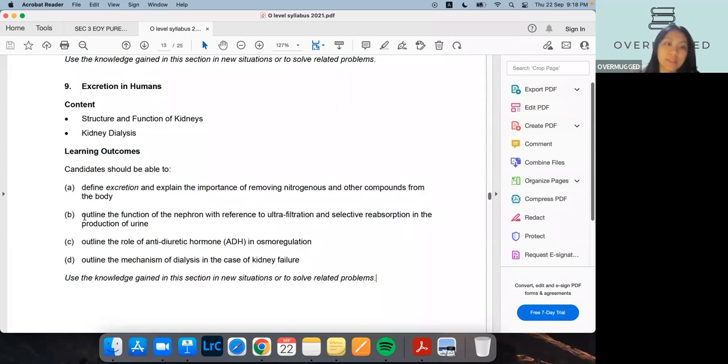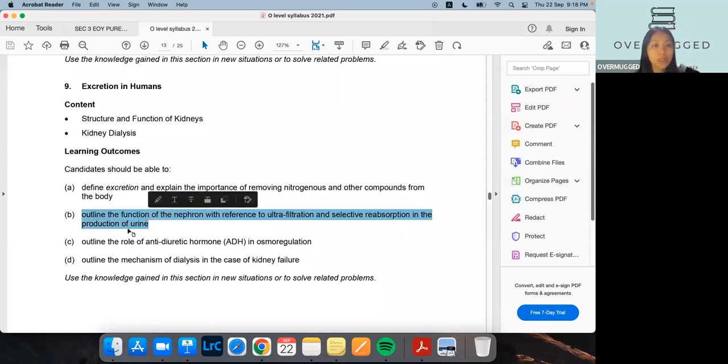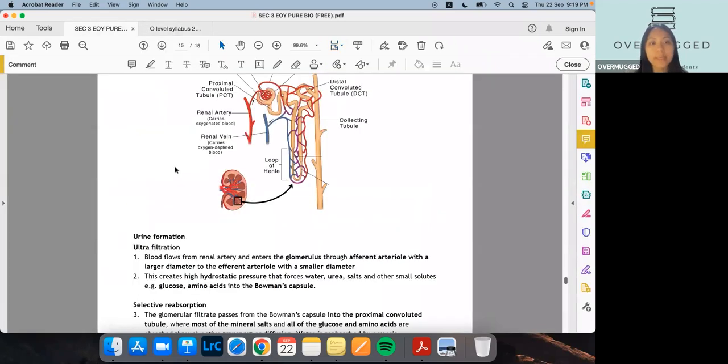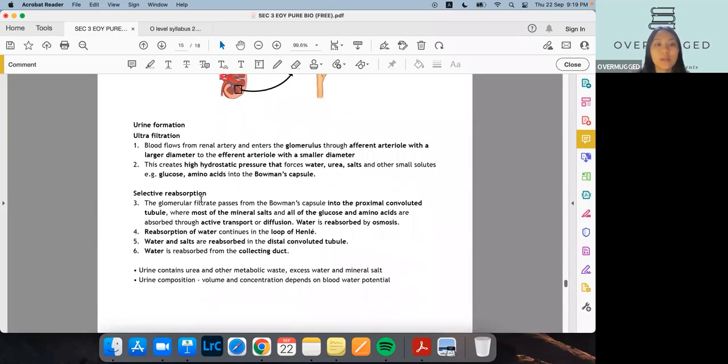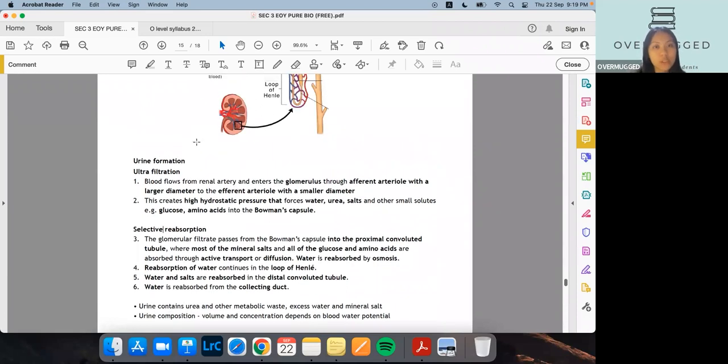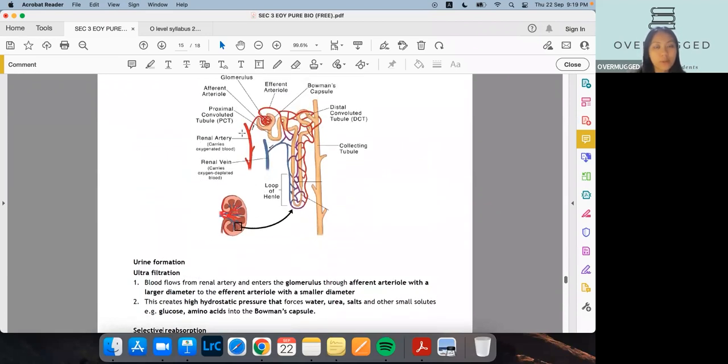If you look at this question, which is what I'm going to talk about soon: outline the function of the nephron with reference to ultrafiltration and selective reabsorption in production of urine. If you look at this question and you have no idea what it's talking about, or you don't know how many points there are, or what the keywords are, then definitely you need to revise that part. So for urine formation, it's ultrafiltration and selective reabsorption.